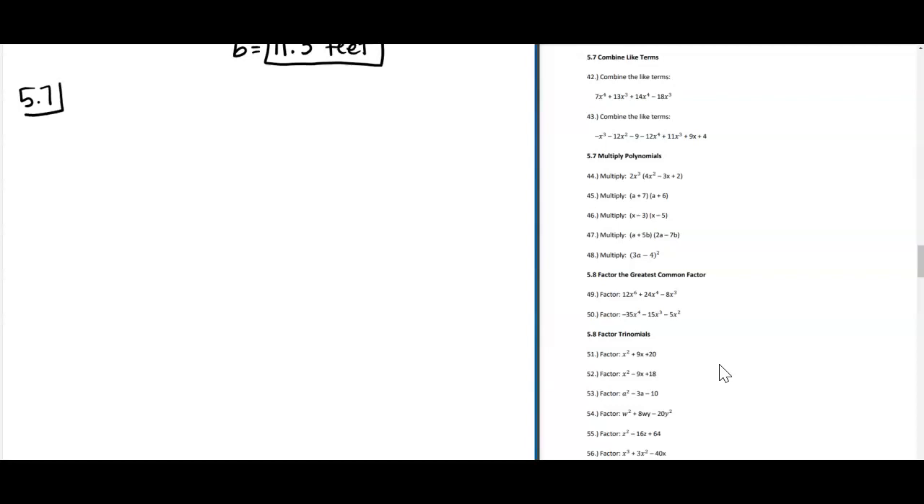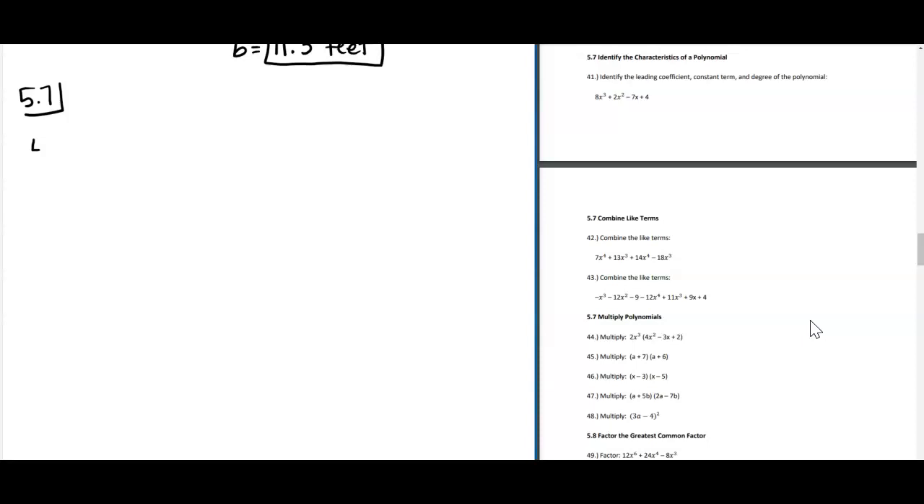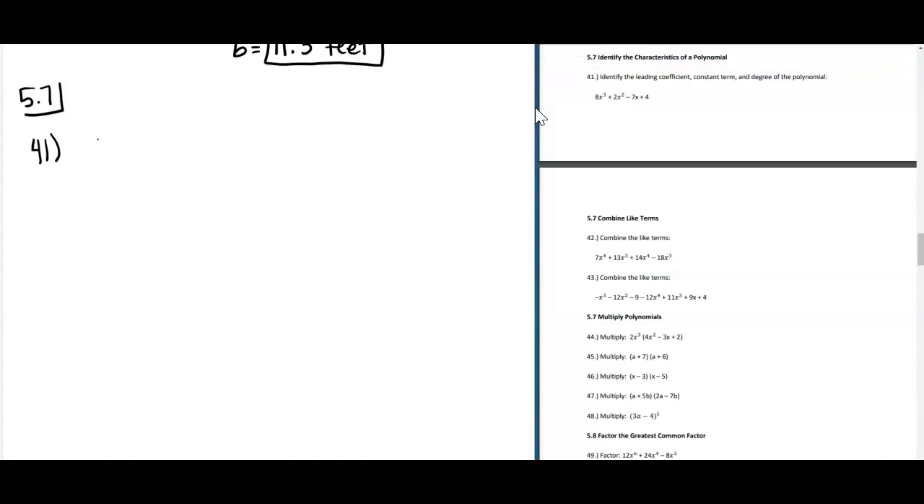So on 5.7, let's do number 41 first. I want to make sure that everybody knows the different parts of our polynomial. So they give us this polynomial, 8x to the third power plus 2x to the second power minus 7x plus 4. And then it wants us to find a few different things. So it wants us to find the leading coefficient.